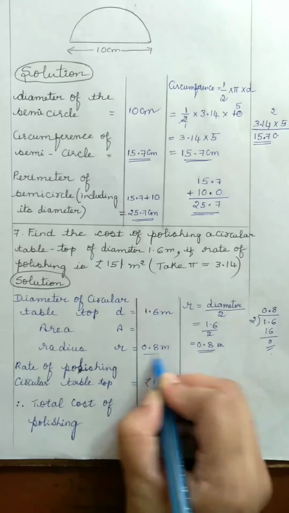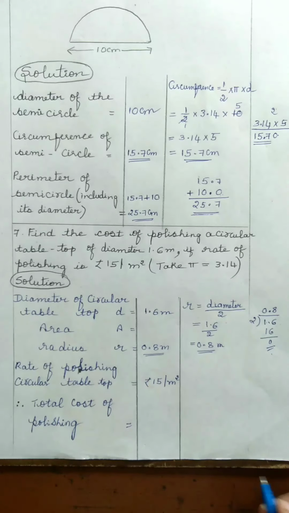Now we can calculate the area using the pi r square formula.